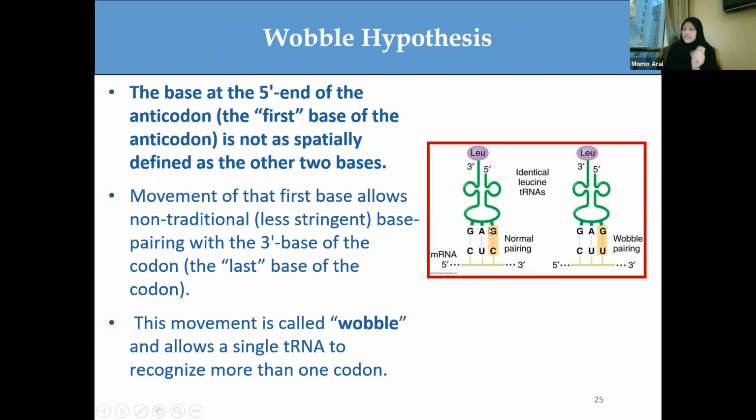Now, like I said, even if the last base changes, it's fine. It can still bind to the same codon, and it can still carry the same amino acid. So this is called the wobble hypothesis. It's the same thing, but the name is given differently. Is that okay?